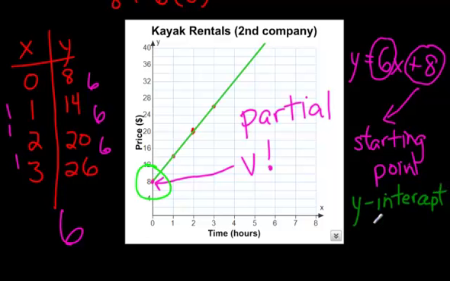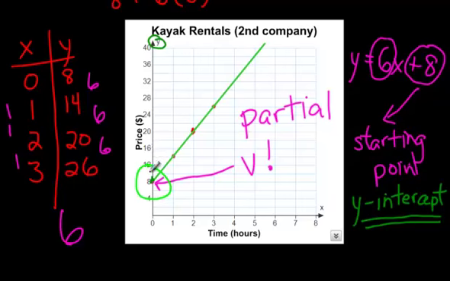Some mathematicians, and actually a lot of people, and they want you to know this word too, they call this 8 the y-intercept. Now, this is the y right here. The y-axis is right here. The y-intercept is the place where our equation, our line, crosses the y-axis right here. Okay, that is called the y-intercept.